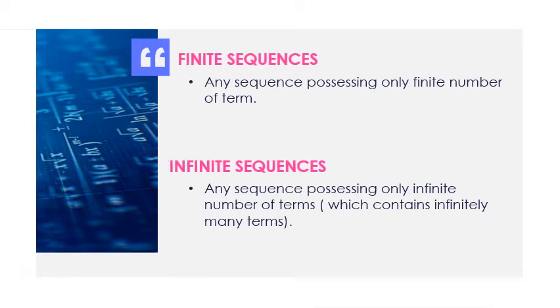So there are two types of sequences. You have finite sequences and infinite sequences. Any sequence possessing only a finite number of terms is a finite sequence. Any sequence possessing an infinite number of terms, or which contains infinitely many terms, is what we call an infinite sequence.